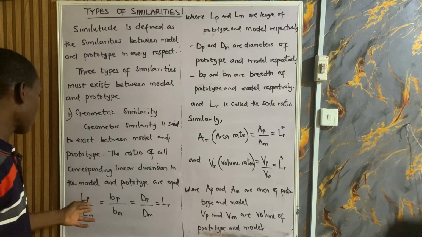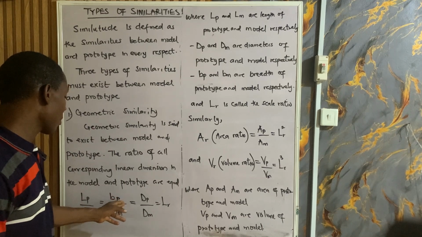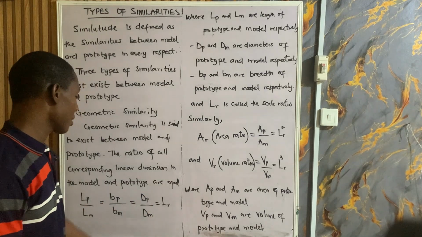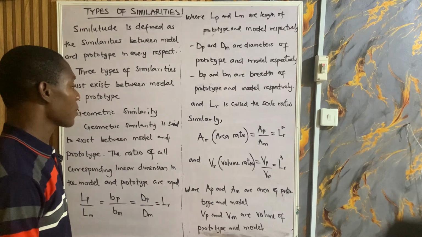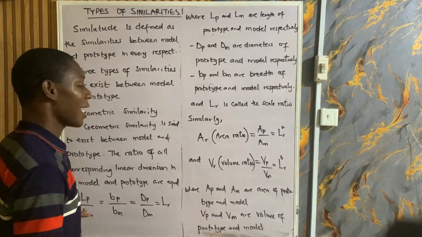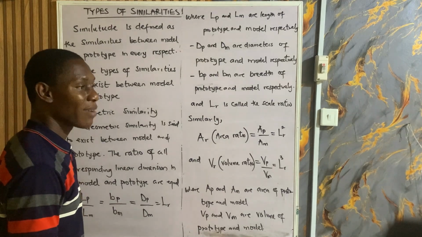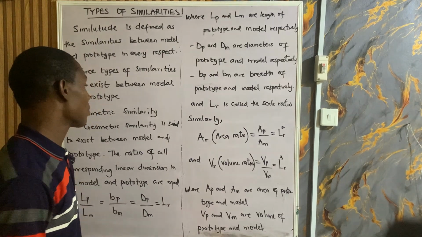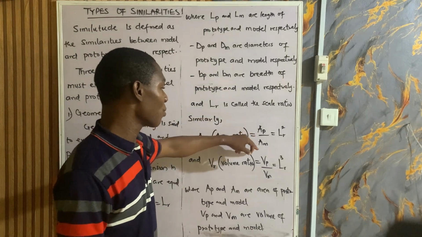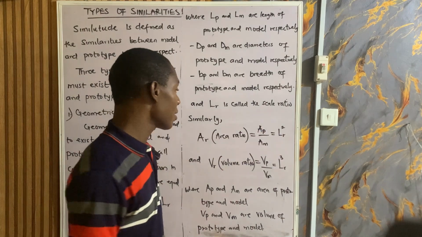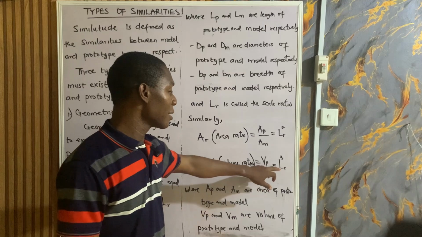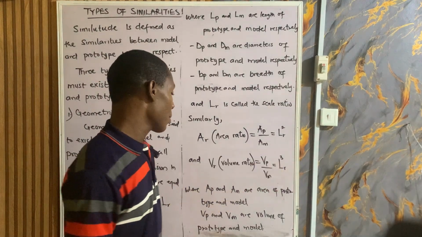We see that the length of prototype over length of model is the same as breadth of prototype over breadth of model, and diameter of prototype over diameter of model, and is equal to the scale ratio. We can also use height, whatever measure we want. You can use height of prototype over height of model as well. Again, we have the area ratio, which is area of prototype over area of model, which is the square of the scale ratio. And we have the volume ratio, which is volume of prototype over volume of model, and that is the scale ratio raised to power 3.